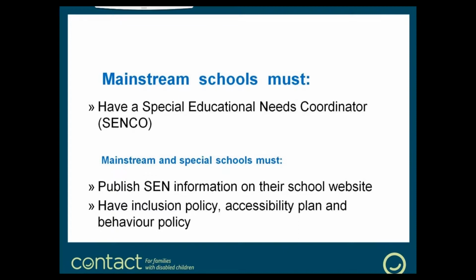So mainstream and special schools must, and this comes from the SEN Code of Practice, so it's not optional, it's a requirement, publish SEN information on the school's website. They must also have an inclusion policy, accessibility plan and behaviour policy. You should be able to access those online as well.